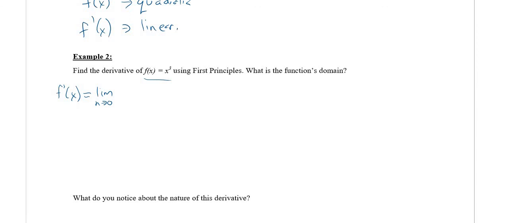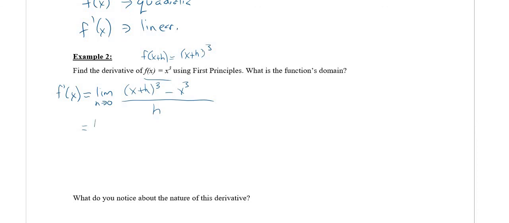If it helps, you don't have to do this if you don't want to, but if it helps, write out f of x plus h somewhere in your notes. It's going to be x plus h cubed. And what you're going to find with this is the first little big trick is just making sure you write out your f of x plus h correctly, and then it's just a matter of simplifying. So now that we have that, we can do f of x plus h is x plus h cubed minus x cubed all over h.